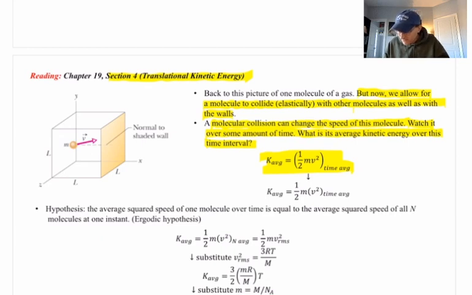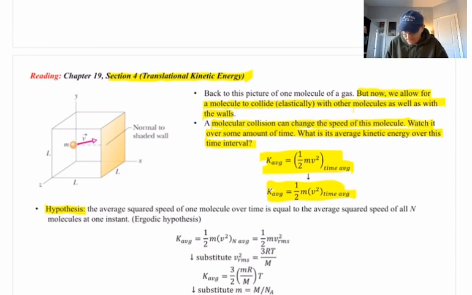Okay? So that's what this means. Now, next comes a very important hypothesis that people at the research level in physics debate when it's applicable and so forth. But we will assume it's applicable for what we're going to look at.